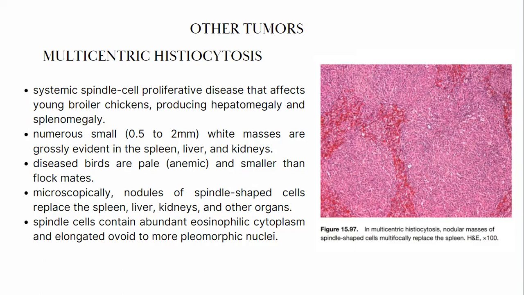So microscopically, nodules of spindle-shaped cells replace the spleen, liver, kidneys, and other organs. Spindle cells contain abundant eosinophilic cytoplasm and elongated ovoid pleomorphic nuclei. Dito sa figure, in multicentric histiocytosis, nodular masses of spindle-shaped cells multifocally replace the spleen.